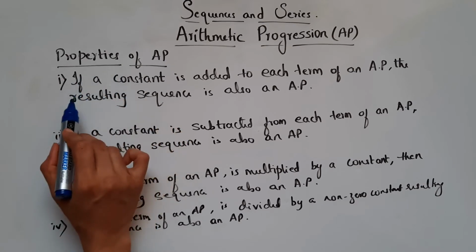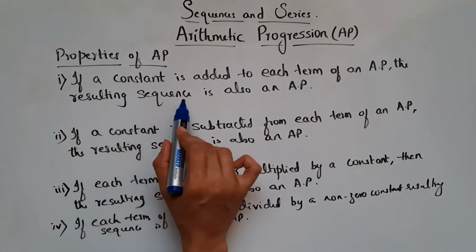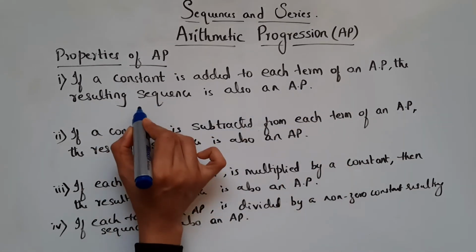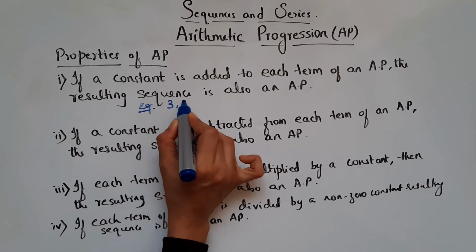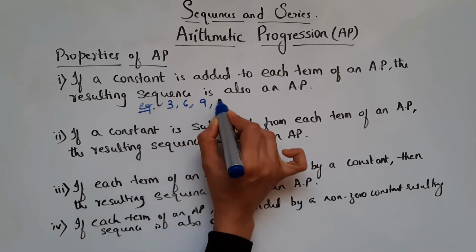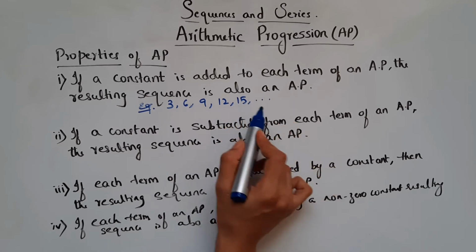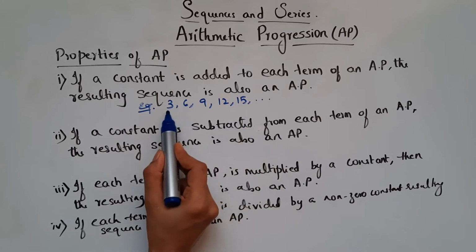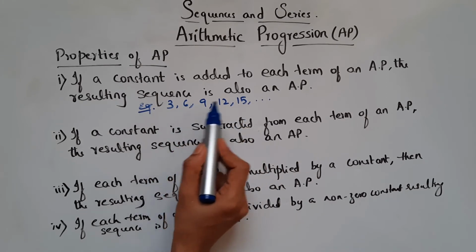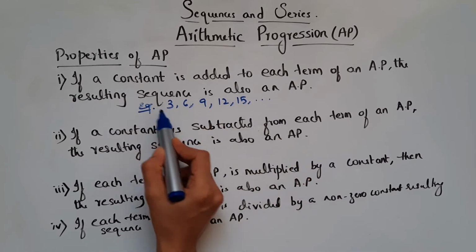Here it says, if a constant is added to each term of an AP, the resulting sequence is also an AP. Let me give an example. Let's take any AP. So we have 3, 6, 9, 12, 15, and so on. Now this is in AP. How to check if this is in AP or not? 6 minus 3 is 3. 9 minus 6 will also give you 3. 12 minus 9 is also 3. So the common difference is a constant. So therefore we can say this is in AP.